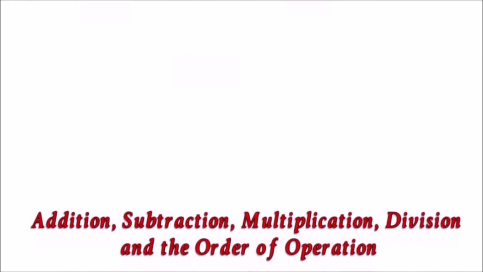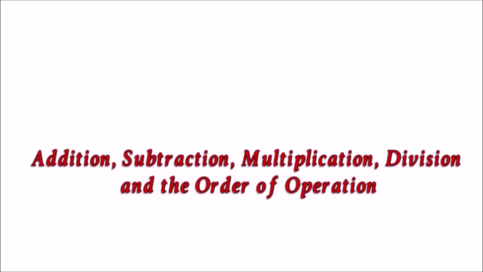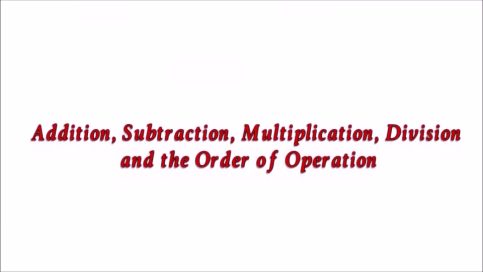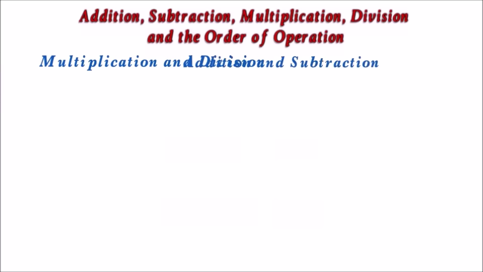Addition, subtraction, multiplication, division, and the order of operation. When we have a question that has addition, subtractions, multiplication, and division, we have to employ the order of operations. Multiplications and divisions are done first, from left to right, and then addition and subtraction, from left to right.